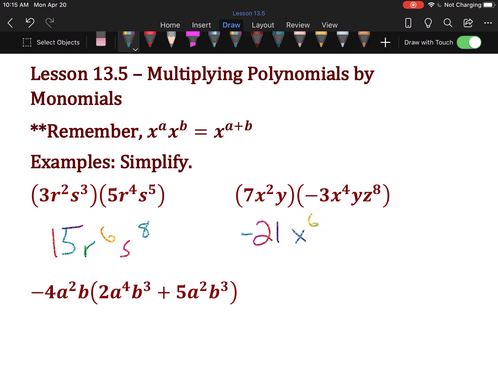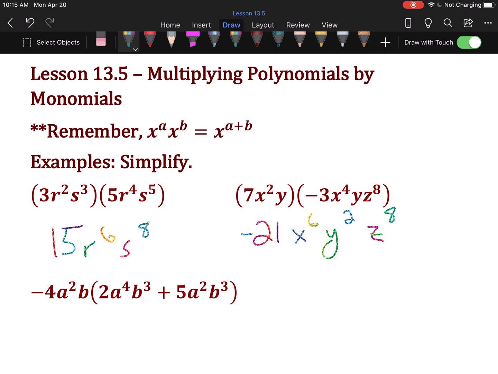Y times y. Remember, when there's no written exponent, it's an invisible 1. So that's y to the first power and the first power, 1 plus 1 is 2, so that's y squared. And z, there's only the z to the 8th, so it doesn't have anything to multiply with. It just comes along as part of the answer. So our solution here is negative 21, x to the 6th, y squared, z to the 8th.